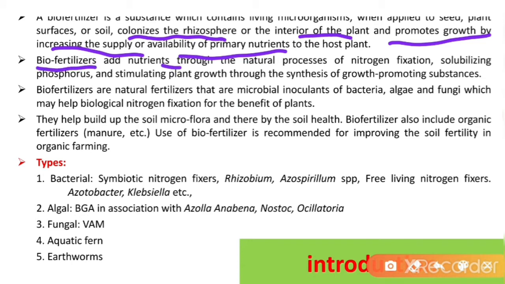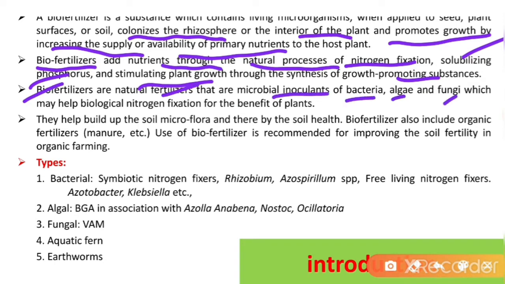Biofertilizers add nutrients through the natural processes of nitrogen fixation, solubilizing phosphorus, and stimulating plant growth through the synthesis of growth promoting substances. Biofertilizers are natural fertilizers that are microbial inoculants of bacteria, algae, and fungi, which may help biological nitrogen fixation for the benefit of plants. So these are simple natural fertilizers which contain microbial inoculants such as bacterial, algal, and fungal inoculants, and all these microbial inoculants help to increase plant growth by nitrogen fixation.